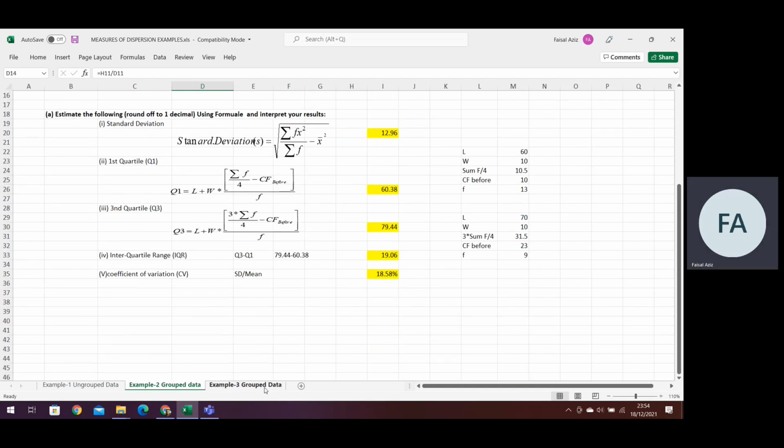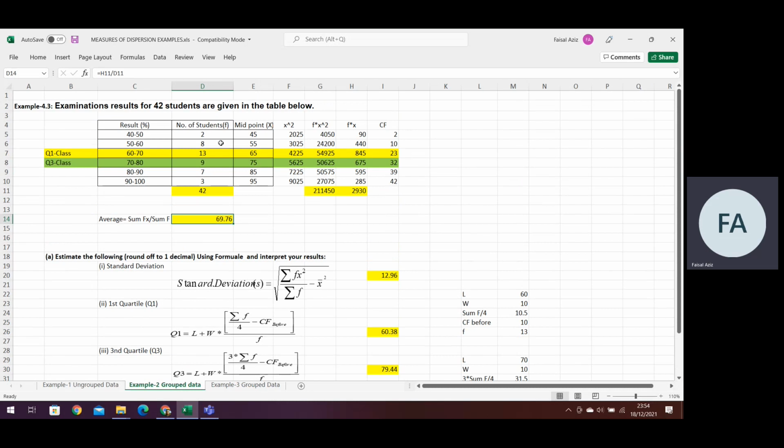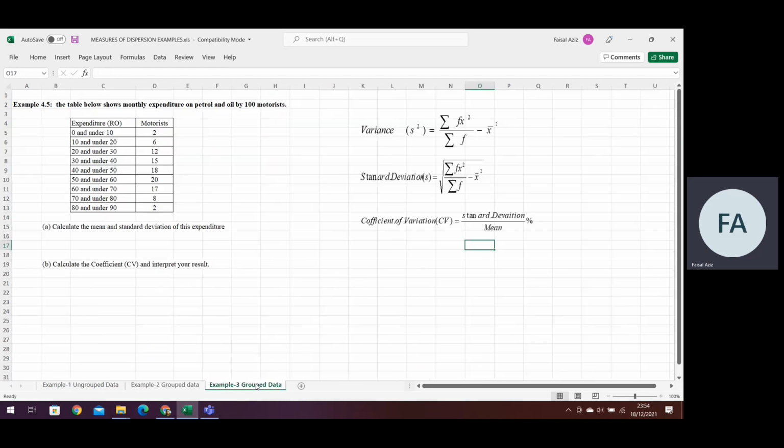The next sheet here is another question, and you can have a look at the operations that I have performed here. For example, I have calculated the midpoint, x square, fx square, fx and cf. The same points you will have to calculate here, and you will have to answer all the requirements as per the way of calculations I have done in my previous question.